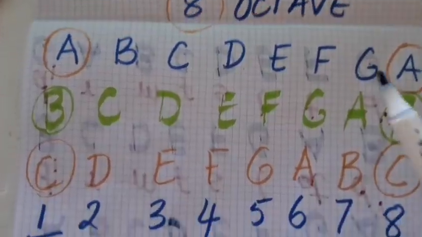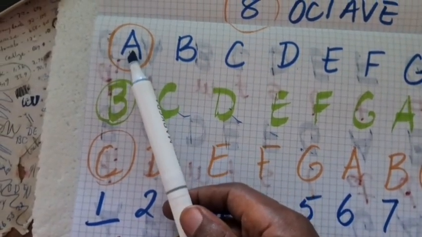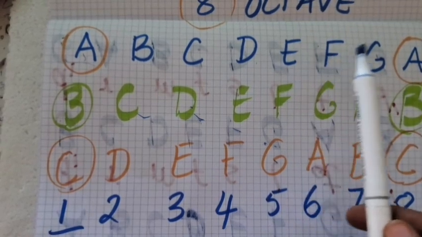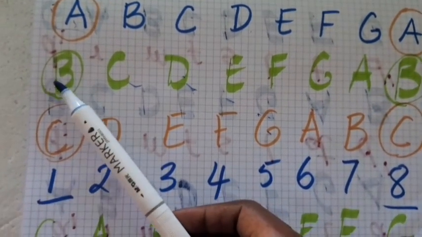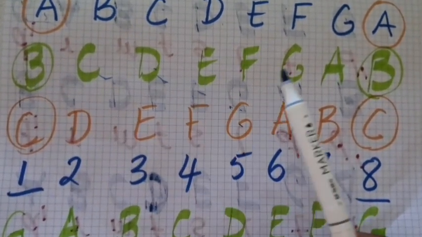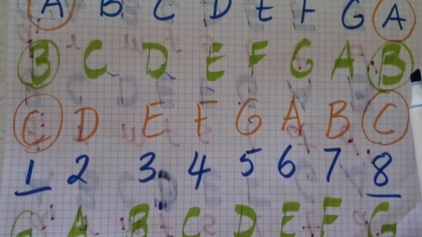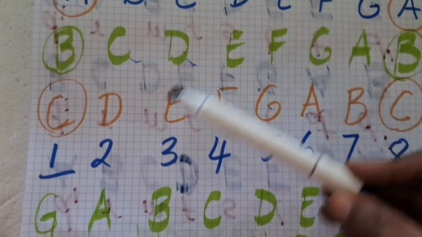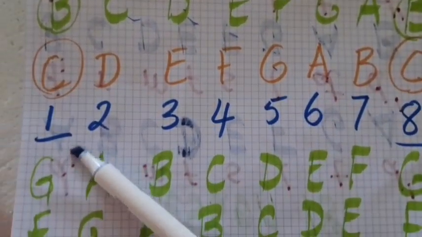In the alphabet of music, when the music starts with A, you go from A, B, C, D, E, F, G, then you go back to A. If the music starts with B, you start from B, C, D, E, F, G, you go to A and end with B. Now, if you count this, there are 8.